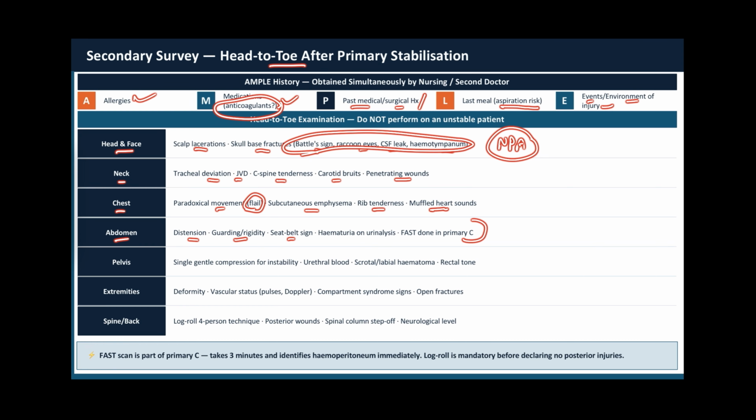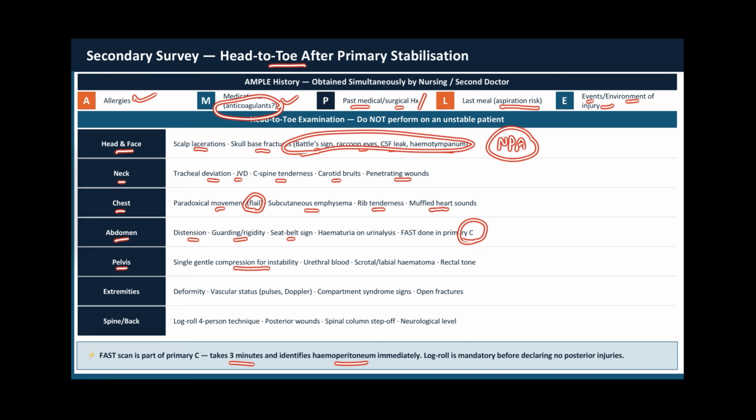Actually, FAST is done during the primary survey, that is, in the circulation. It takes just 3 minutes to diagnose hemoperitoneum immediately. If it is not done in the primary survey, you need to do it in the secondary survey while examining the abdomen. Next is the pelvis. In the pelvis, do a single gentle compression for instability.